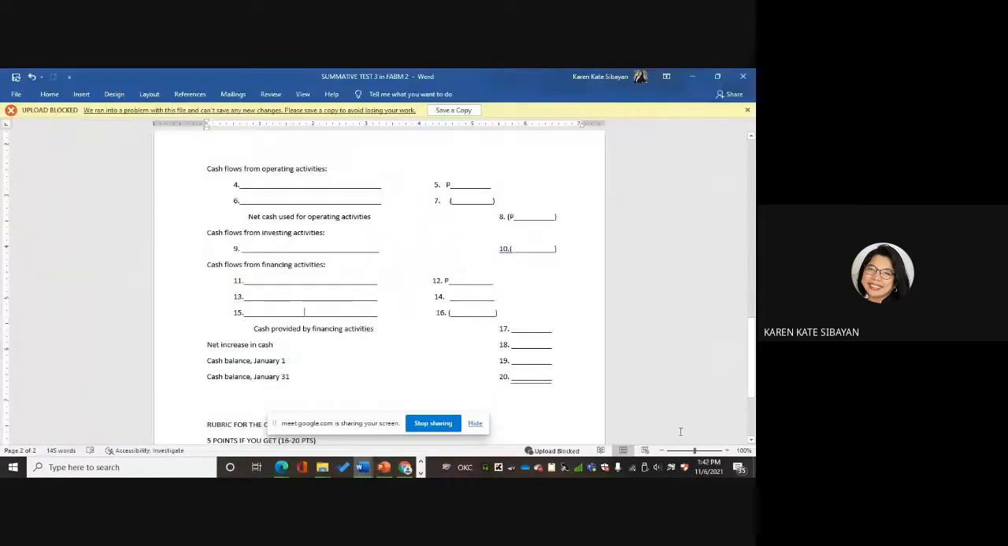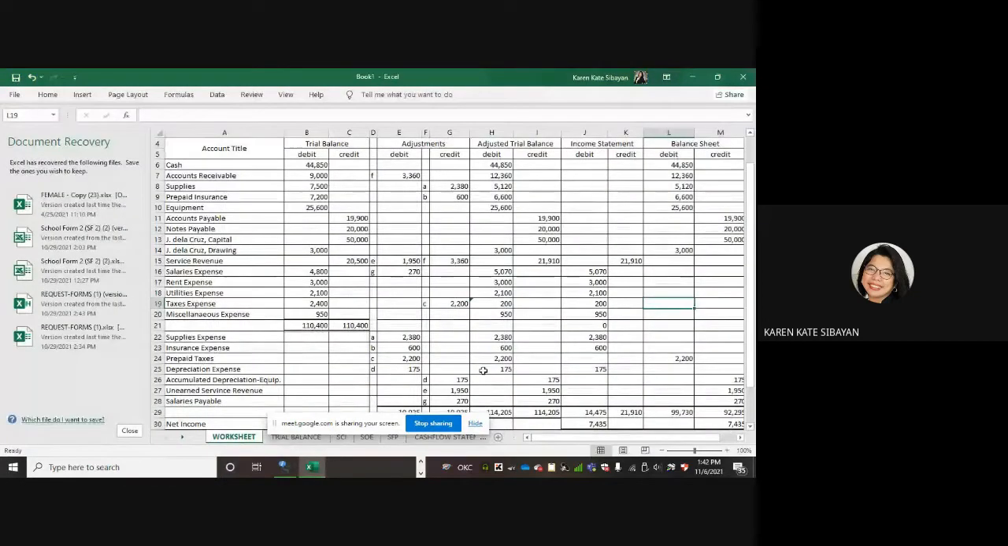Tatlo lang yan. Ano-ano ba ang meron sa problem mo or doon sa worksheet mo? Okay? May capital ba? So, titingnan mo yung capital. May withdrawal ba? So, titingnan mo ngayon ang withdrawal. Meron ka bang ni-loan? So, usually, ang loan, meron talaga yung automatic na promissory note or what do you call this? A promise to pay.